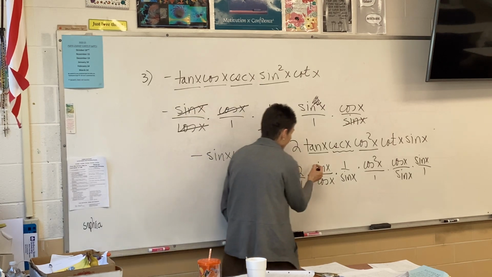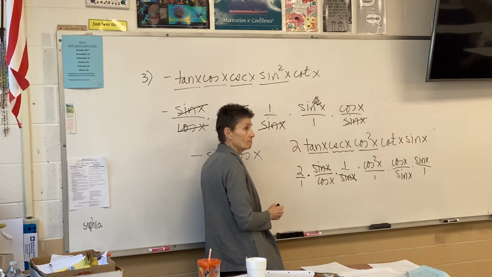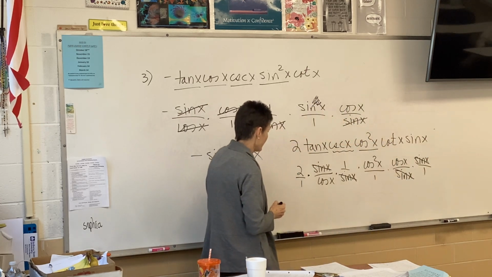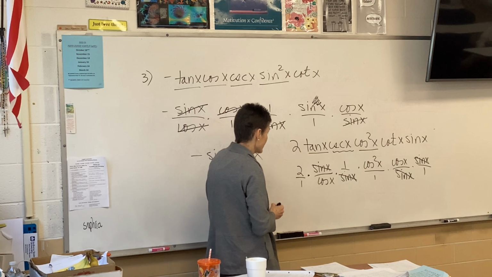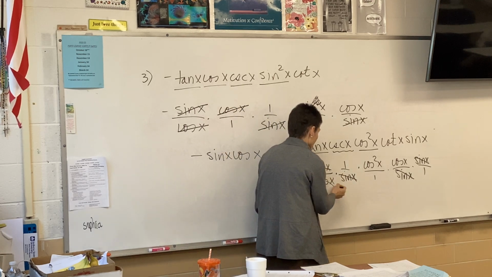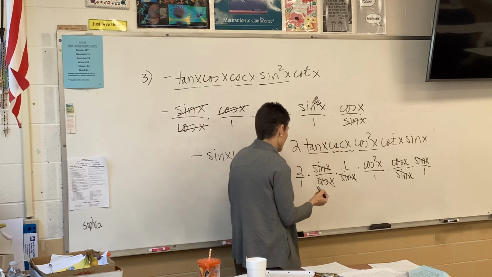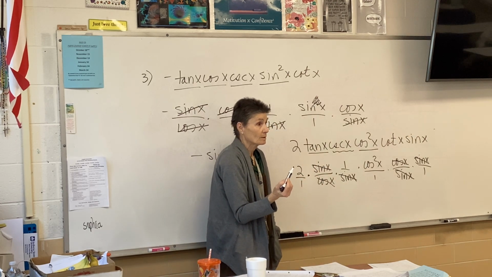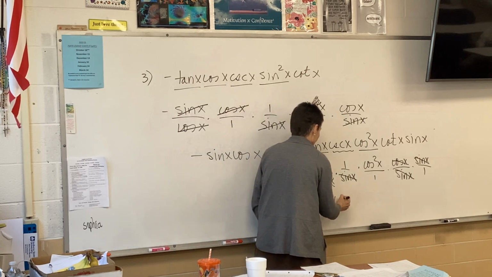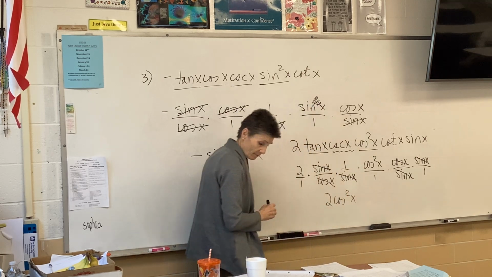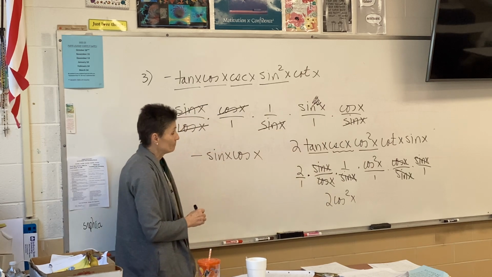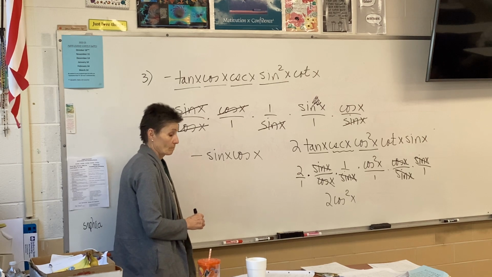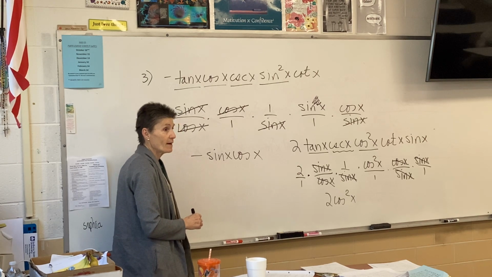Okay, so it looks like that sine will cancel. And that one will cancel. So the sines are gone. What about the cosines? The one will cancel with him. But it looks like my answer is going to be 2 cosine squared. Looks like that's all that's left. Everybody okay with that?